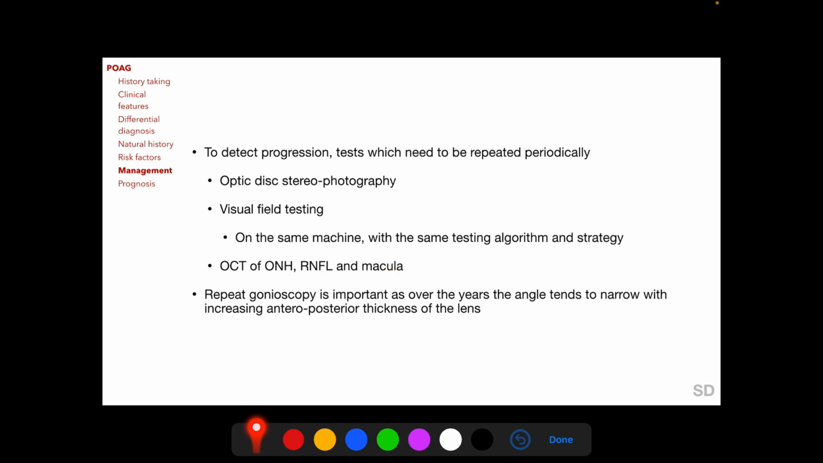Repeat visual field testing should ideally be done on the same machine with the same testing algorithm and testing strategy in order to detect progression. And even if the initial diagnosis is open-angle glaucoma, repeat gonioscopy should be done at intervals during follow-up, as over the years the angle tends to narrow with increasing anteroposterior thickness of the crystalline lens.